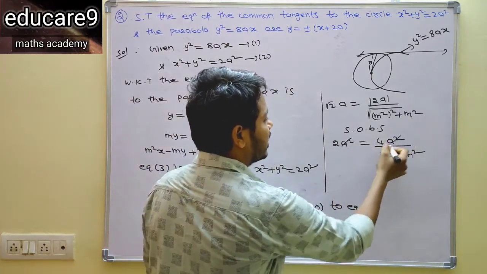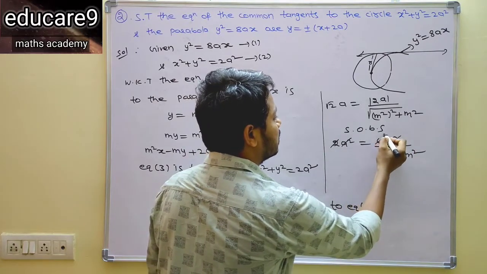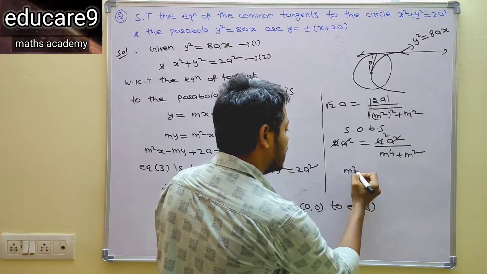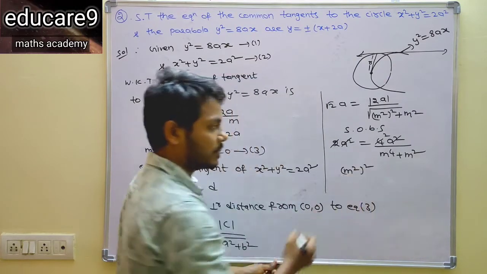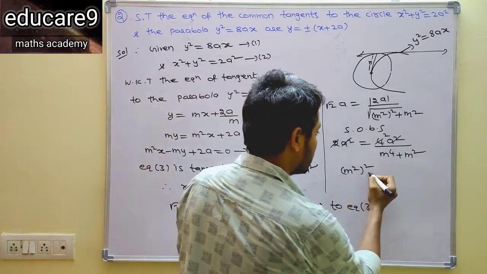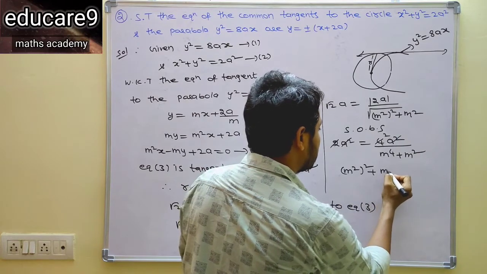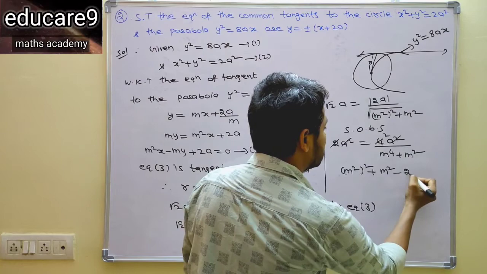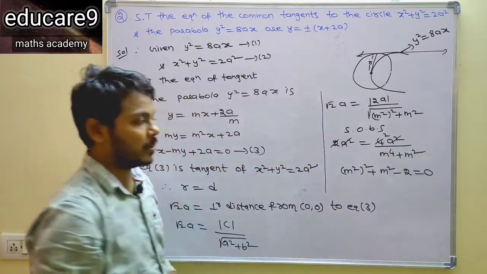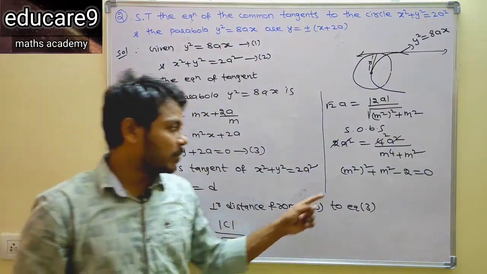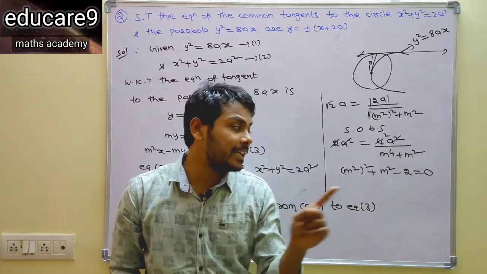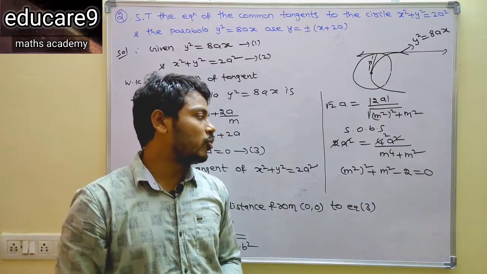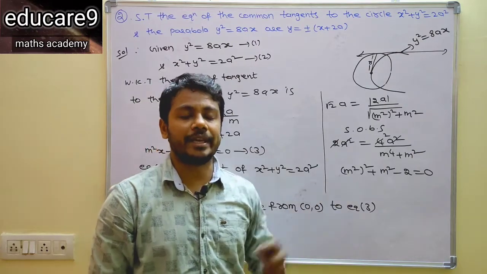So a square get cancelled, 2 1 ja 2 2 2. Now this is m square whole square plus m square minus 2 is equals to 0. So clearly it represents a quadratic equation in terms of m square. Okay. You need to find the roots of this quadratic equation.